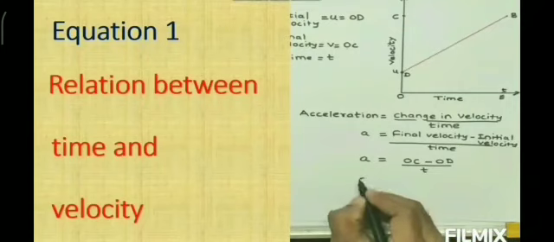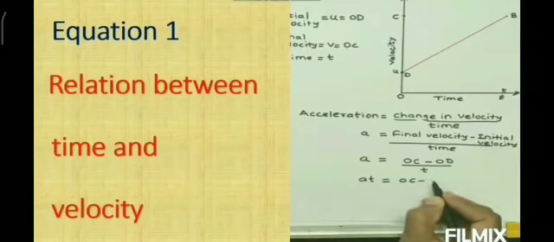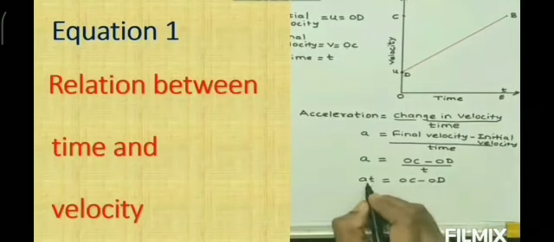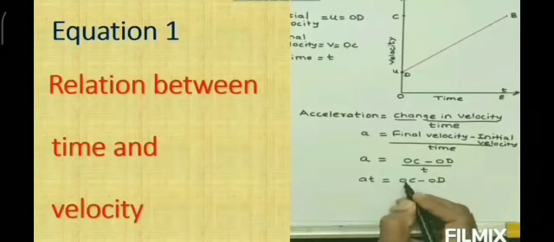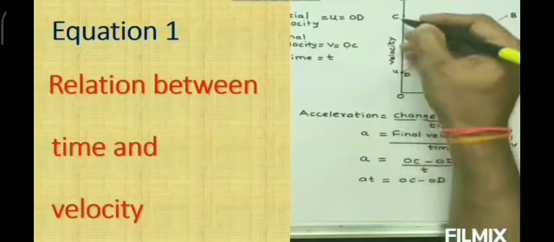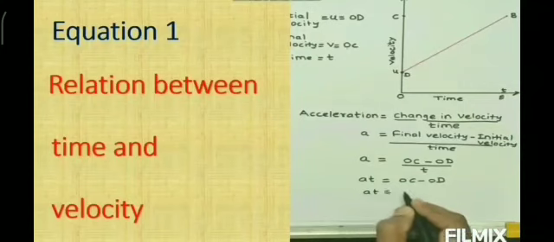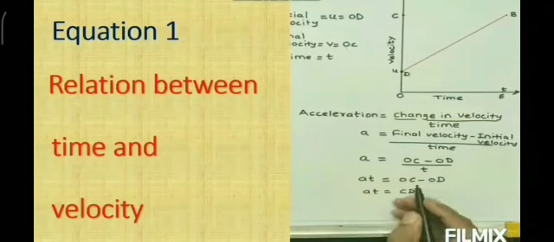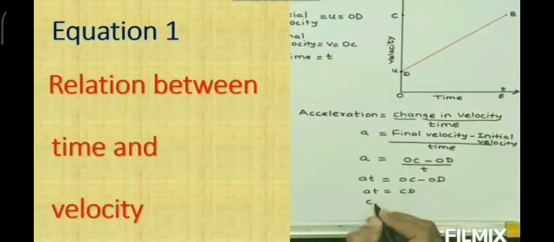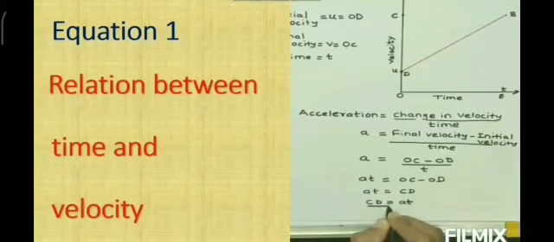It becomes AT is equal to OC minus OD. Where is OC? OC minus OD will become CD. Therefore, we can write AT is equal to CD. In other words, CD is equal to AT. Now remember this value, CD is equal to AT.